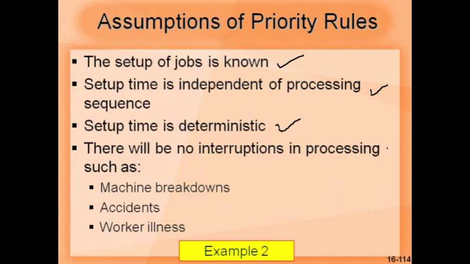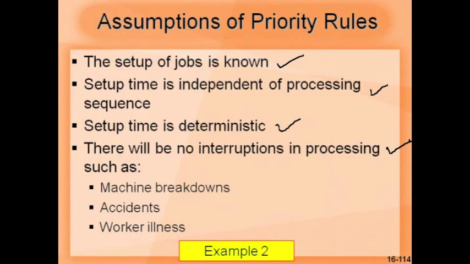Or it can be based on the data. There will be no interruption in processing due to machine breakdowns, accidents, or illness. So while applying all these rules, we are ignoring some of such issues that might come up: machine breakdowns, accidents, worker illness. These are not something which are going to happen all the time. Because if the priority rules address this, then you are not able to find the optimal solution.